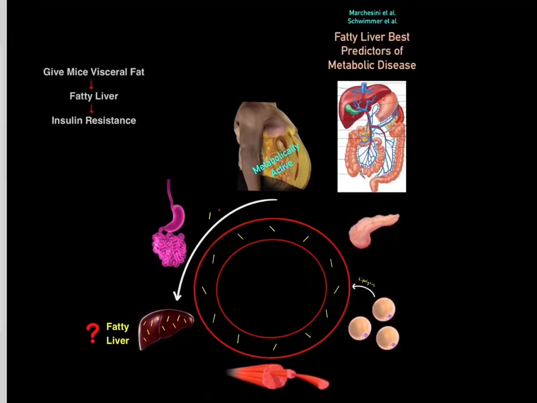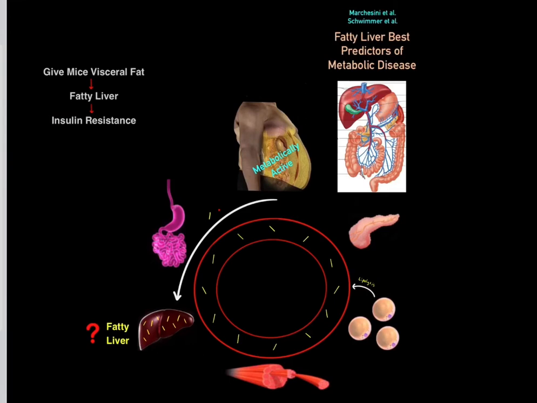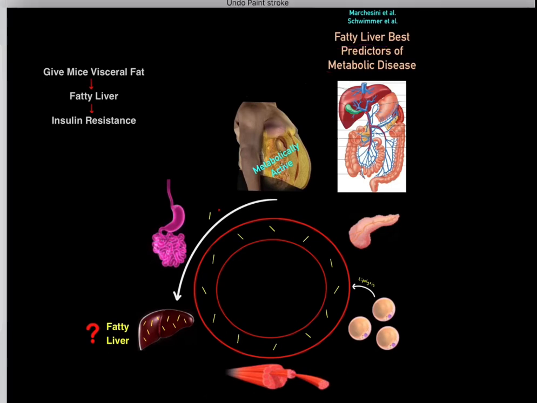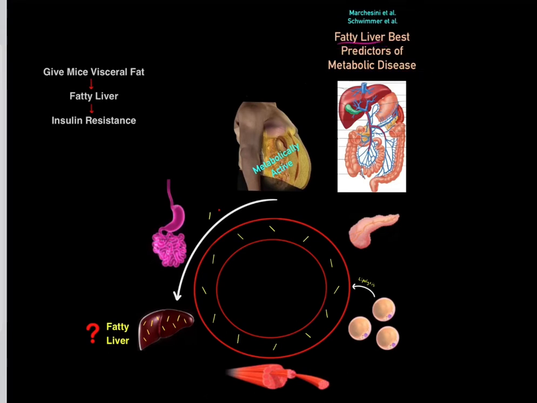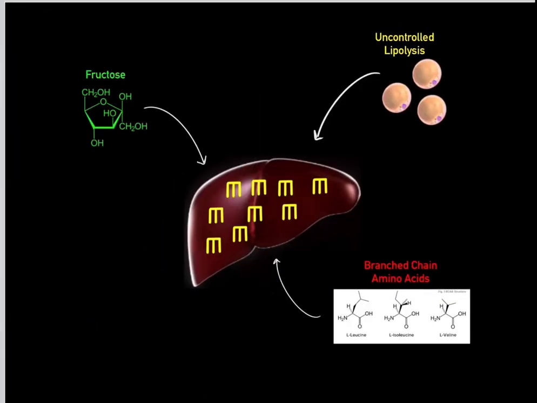And there are really neat studies that show when you transplant visceral fat into mice, that leads to fatty liver formation, which then leads to insulin resistance. And there are also really nice reviews by Marchesini and Schrimmer et al. that show that fatty liver is one of the best predictors for metabolic disease. And fatty liver correlates very well with other markers of metabolic syndrome and metabolic disease. So you might wonder, how do we develop a fatty liver, and why does fatty liver correlate so well with markers of metabolic disease? So there are many factors that contribute to hepatic lipogenesis.